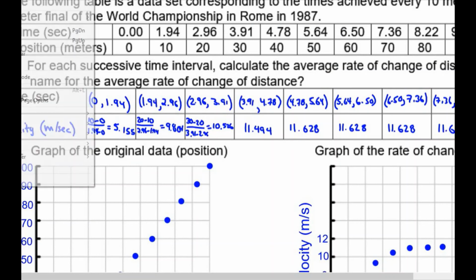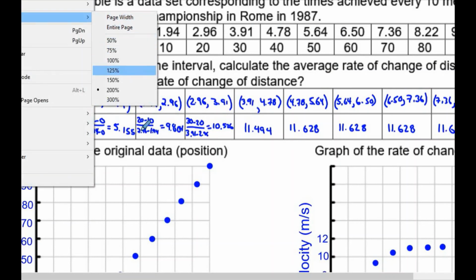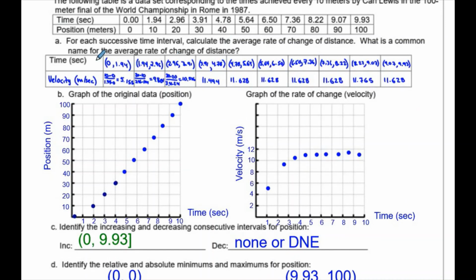And then from there, you're going to take the time and make a graph. So again, I would pause the video and graph the position here. Position is going from 0 to 100. There are 10 dashes, so I went by tens. And the time on the horizontal axis, he ran the race in 9.93 seconds, so I went 1, 2, 3, 4, 5, 6, 7, 8, 9, 10. I did the same thing for the velocity graph. The time is always the same. So go ahead and make that graph.